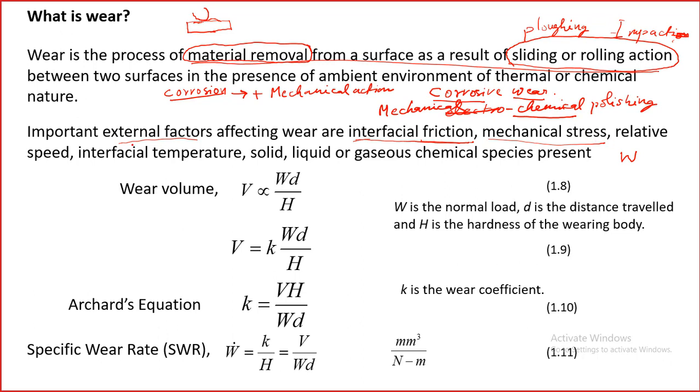Relative speed is another important factor, because relative speed as well as the load, the pressure, will lead to some temperature rise, which is known as the interfacial temperature. Interfacial temperature will rise because of frictional heating and also because of any other heat source nearby. So can you tell me an example where, in addition to frictional heating, there are some other sources of heat while we are experiencing tribological action?